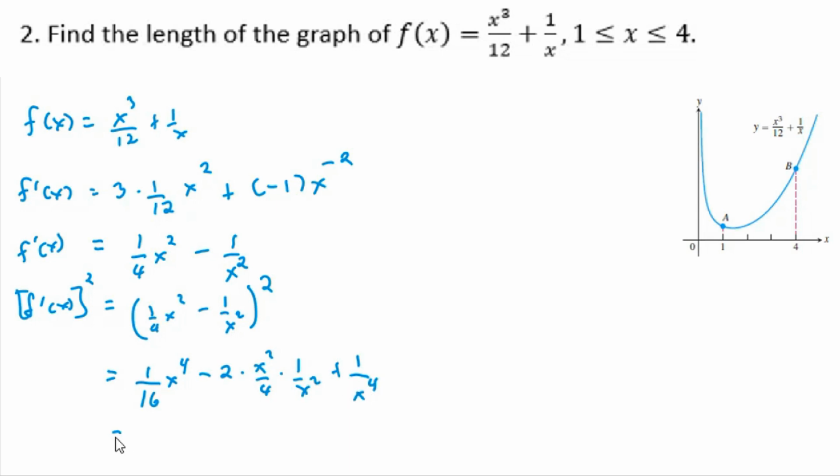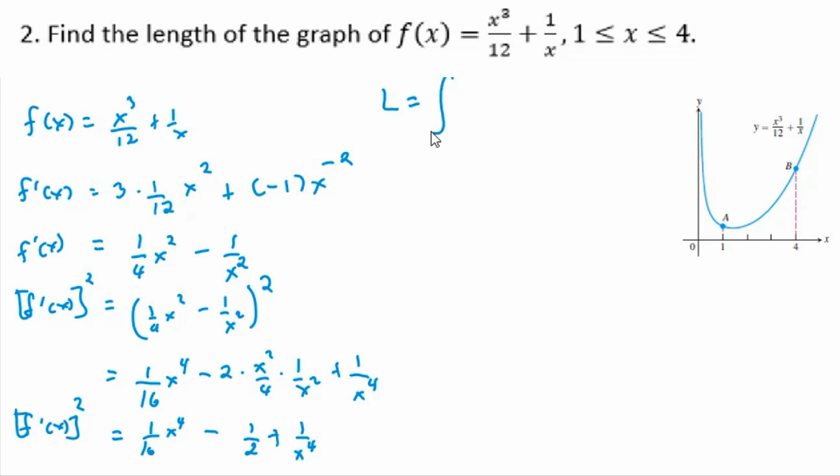So simplifying it further, I can write now 1 over 16 of x raised to 4. So x squared is cancelled and 2 over 4 becomes 1/2. So minus 1/2 plus 1 over x raised to 4. So this is now the square of our derivative. Now after that, we can now solve for the length or the arc length.